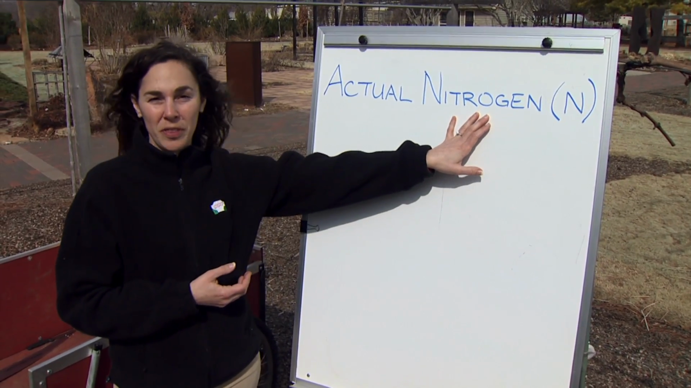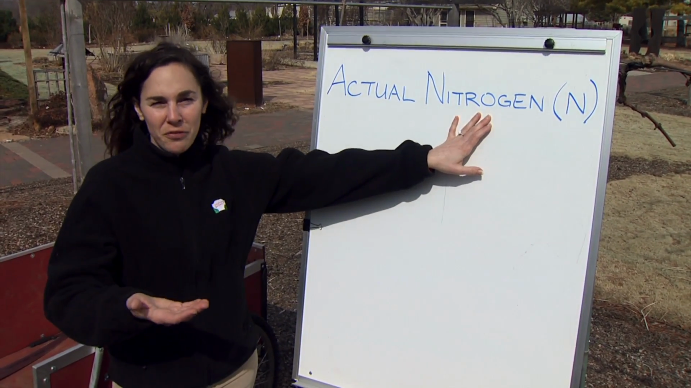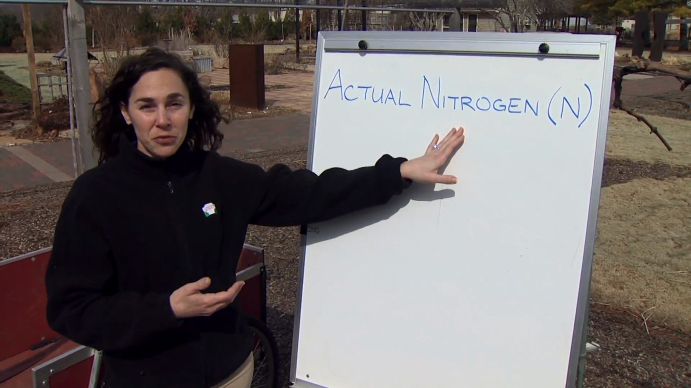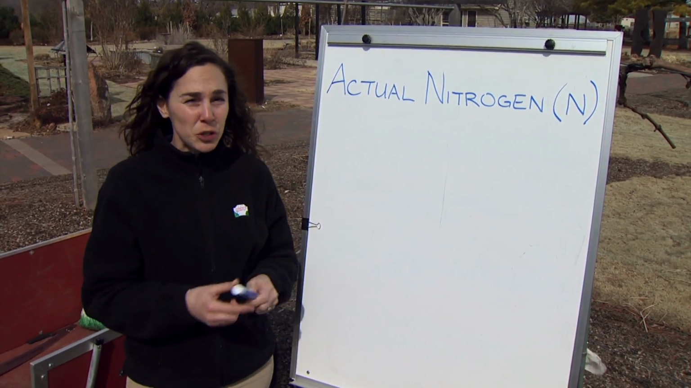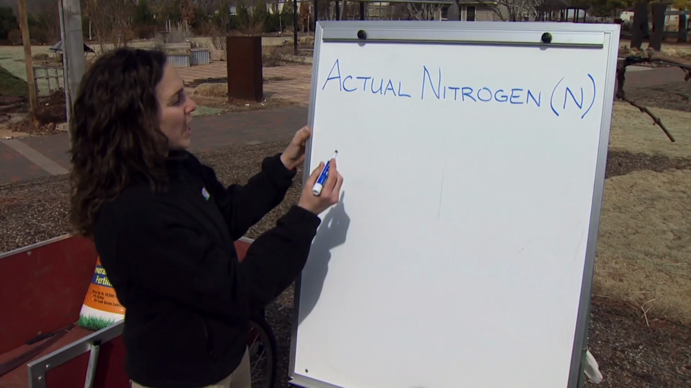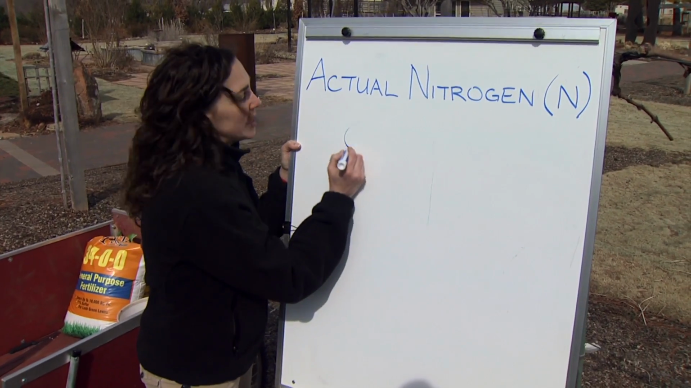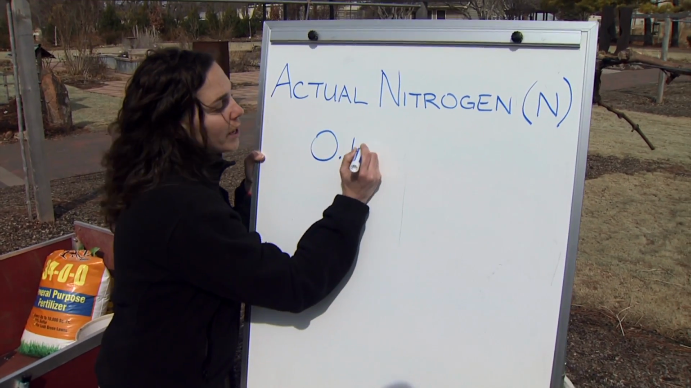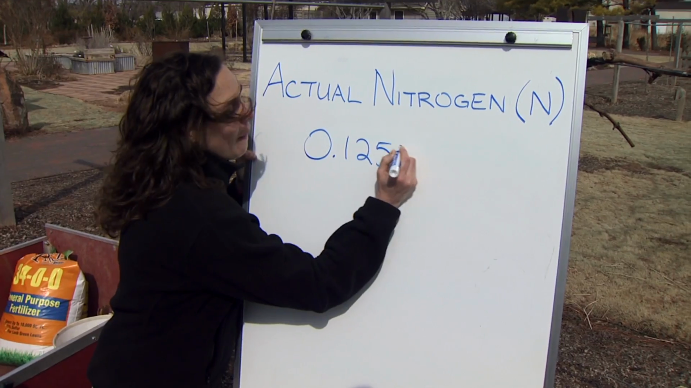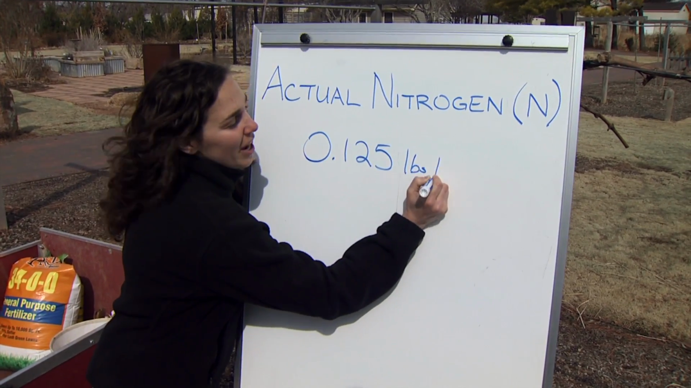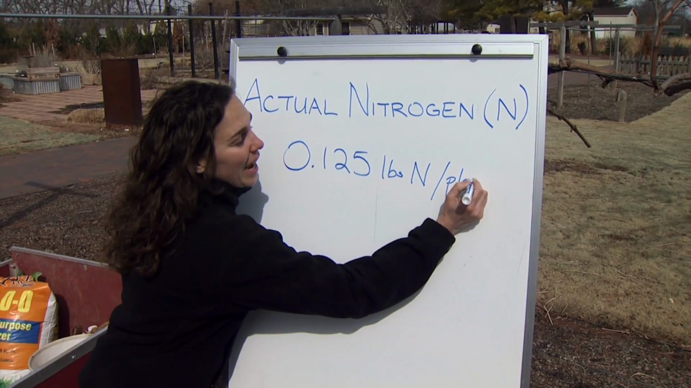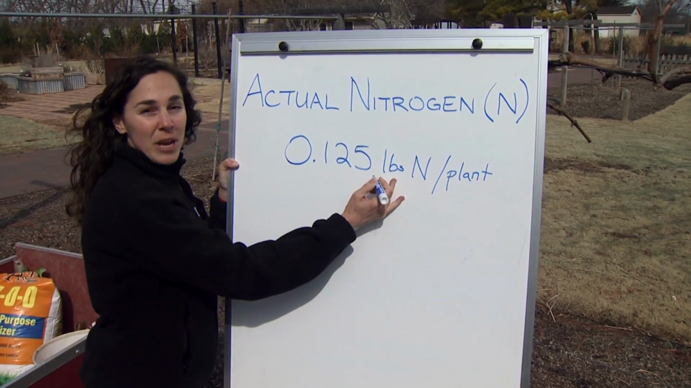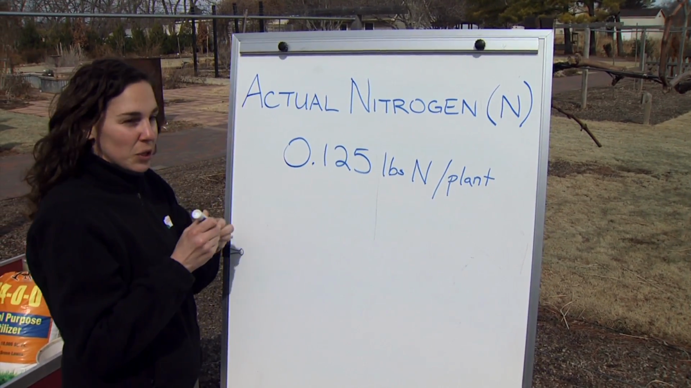In this case, we'll work with nitrogen, but you will also find the actual amount of phosphorus or potassium by weight per plant. So I'm going to use grapes as my example, and our grape plants need 0.125 pounds of nitrogen per plant. So this is an actual weight, a measurement in weight of nitrogen.